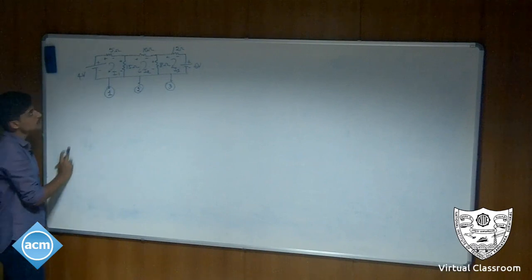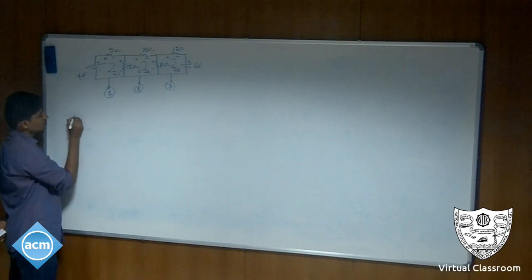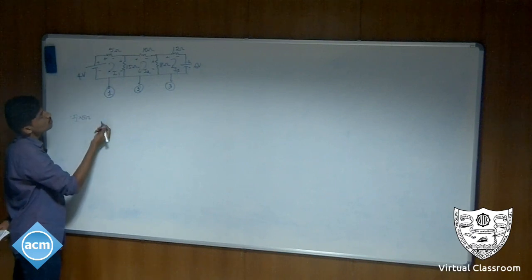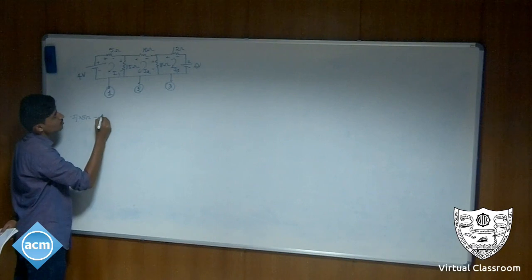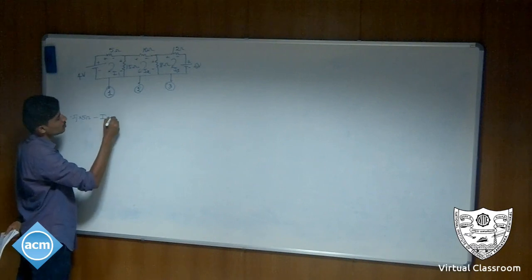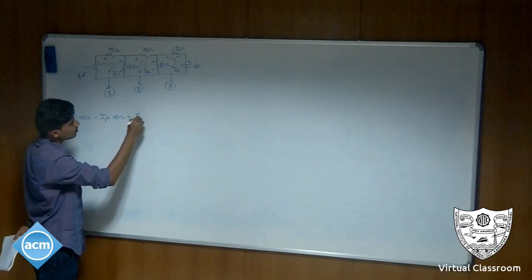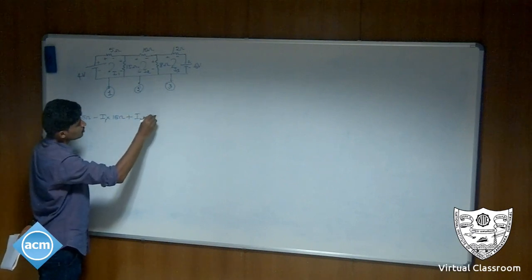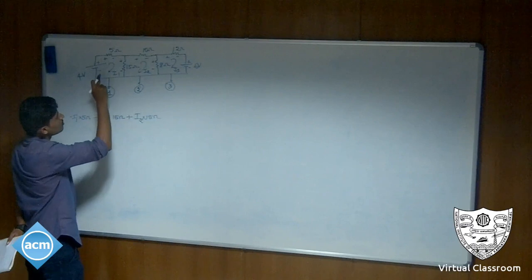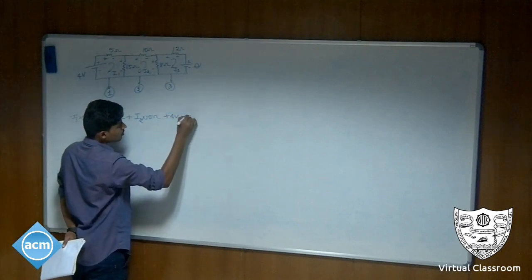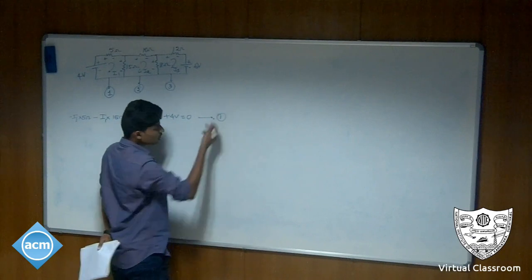Apply KVL for the first mesh, that is minus I1 into 5 ohms, minus I1 into 15 ohms plus I2 into 15 ohms. This is going from minus to plus, so it will be plus 4 volts is equal to 0. This is my first equation. This is all KVL equation.